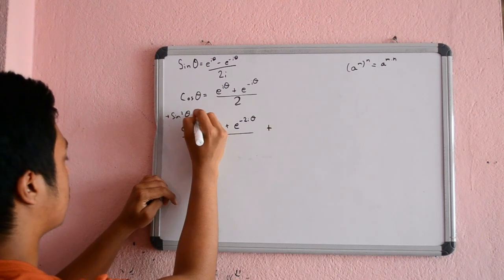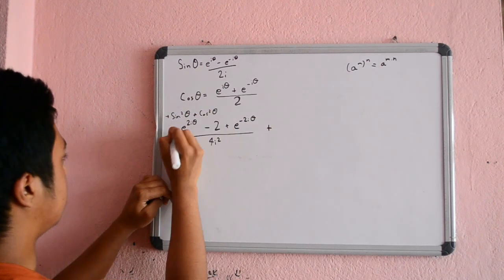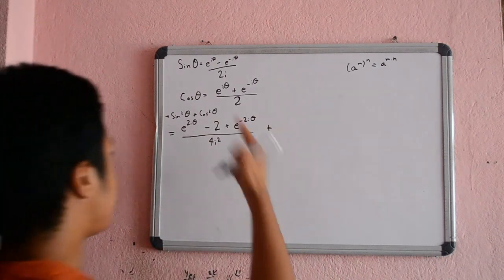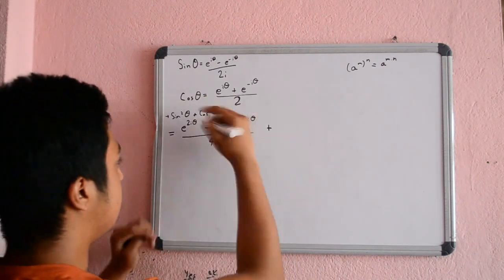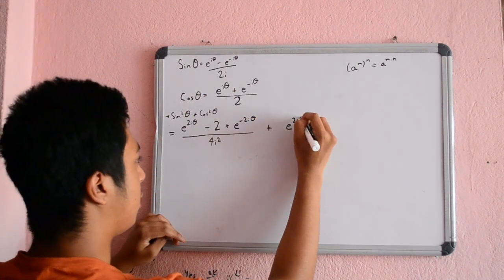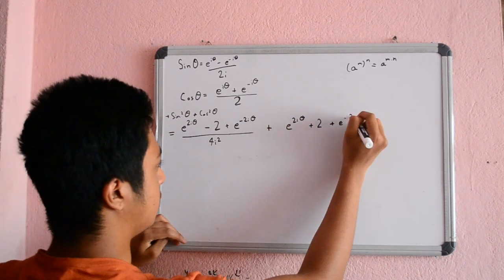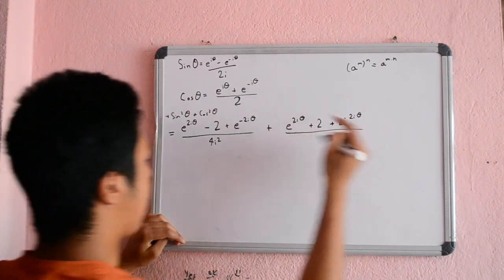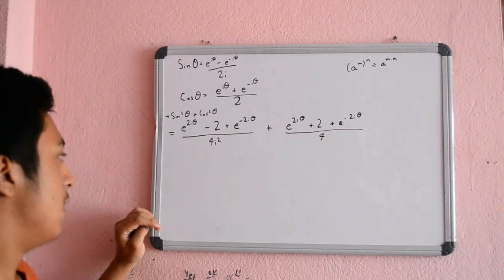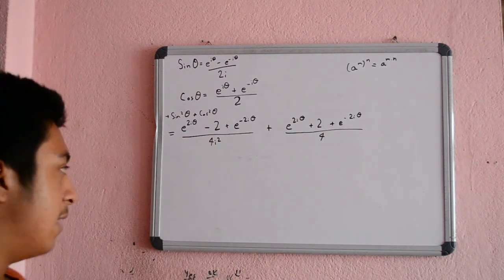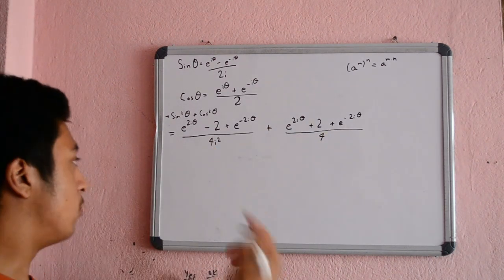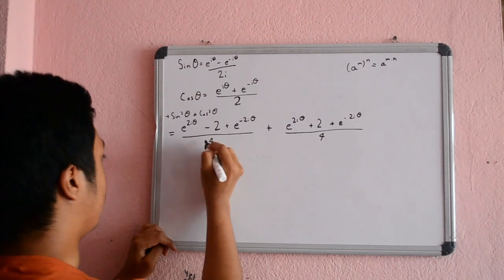sin² plus cos² is equal to this. Now for cos², it's very similar, but instead of minus 2, we'll just have plus 2. And the rest is the same. And on the bottom, we'll have 4. Now what is i²? Well, from the definition of i, we know that i² is just negative 1.